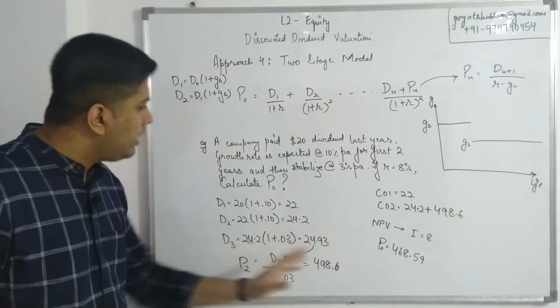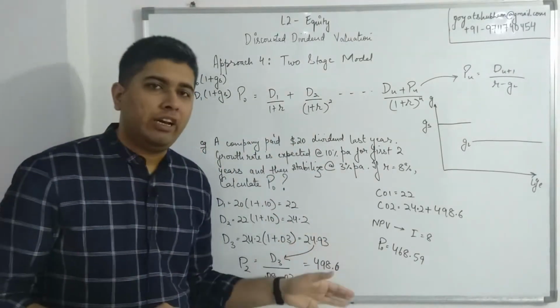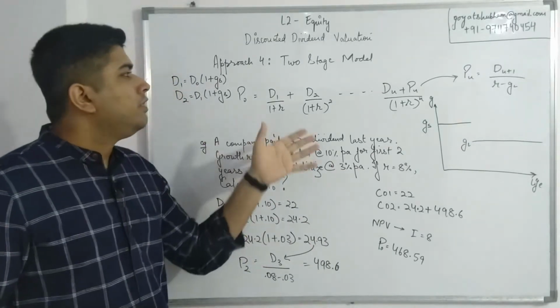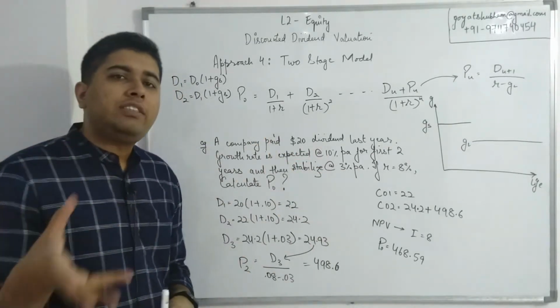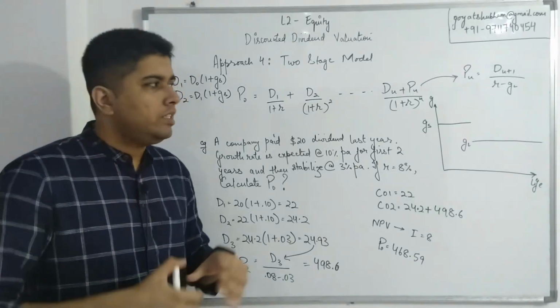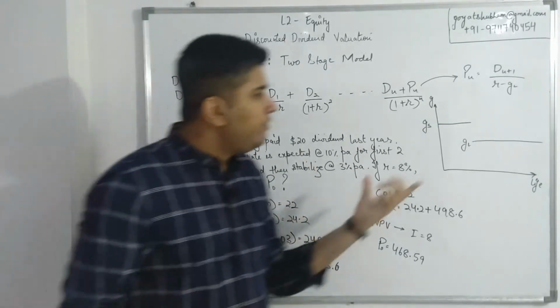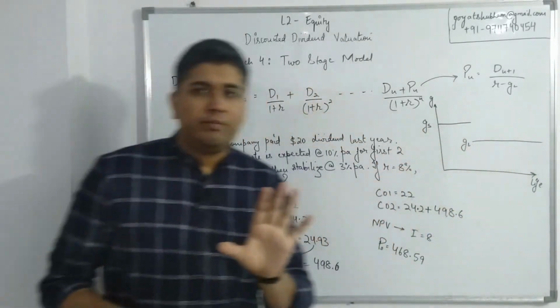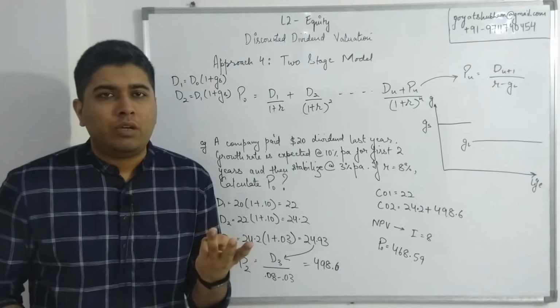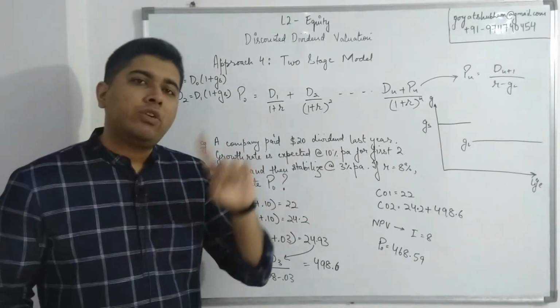So I hope that example has clarified the entire approach and the concept that we are dealing with. That is the two-stage model. Now, based on the concepts of two-stage model itself, we have one more model which is just adding one more thing. It is saying that you don't have 2 growth phases, rather you have 3 growth phases. Calculations, principles, everything exactly same. So let's look at that approach now.